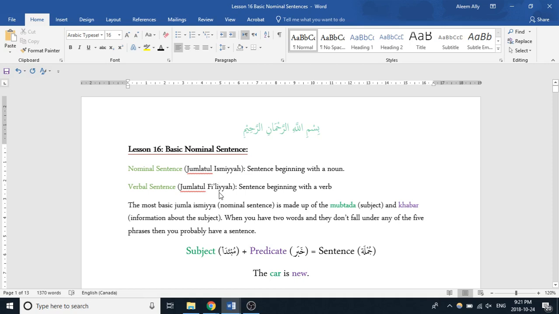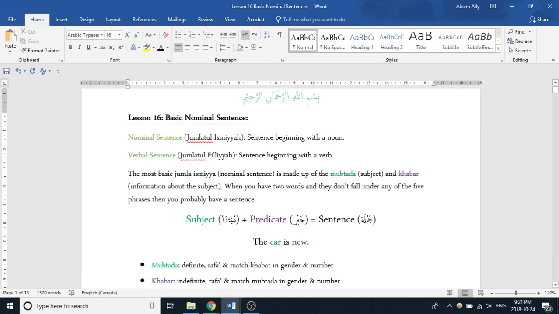So when it comes to the jumlatul ismiya, which is a nominal sentence, it's made up of two main components: the subject, which in Arabic is known as the mubtada, and the khabar, which in English is known as the predicate, which is what you're saying about the subject. If I look at the sentence, "the car is new," the car would be our subject because it's our focus of what we're speaking about, and "is new" would be our khabar. It's the information about the car. What are you saying about that subject?